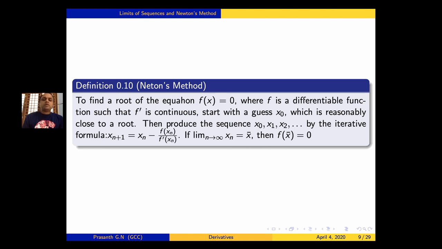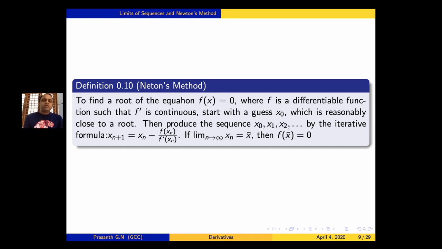Okay. So, once you have x0, then we will find x1 equal to x0 minus f of x0 by f dash of x0. So, x2 is equal to x1 minus f of x1 by f dash of x1. It goes on like this. Now we will get another sequence x0, x1, x2, etc.